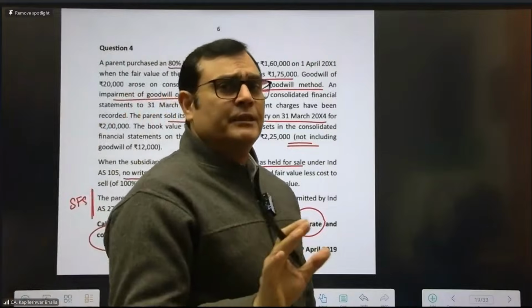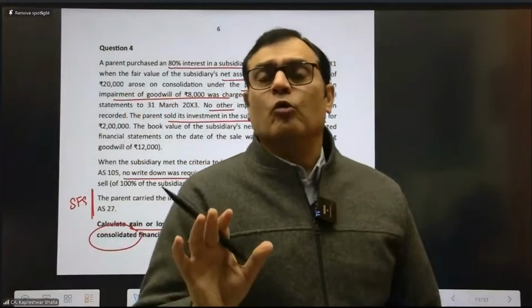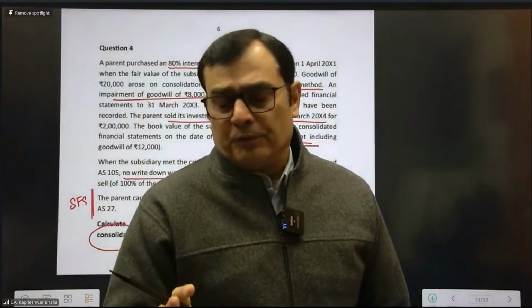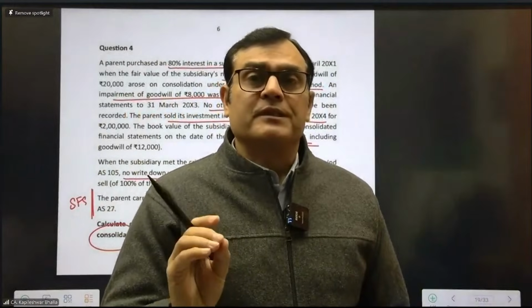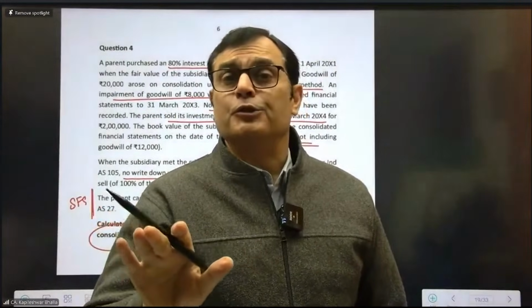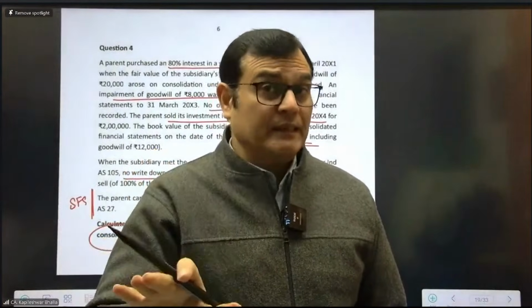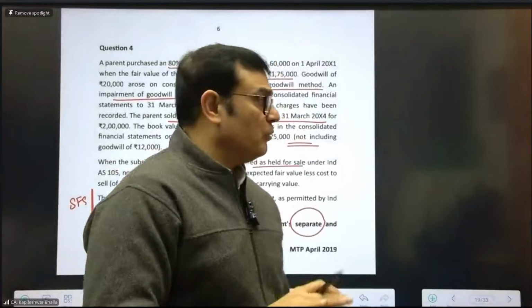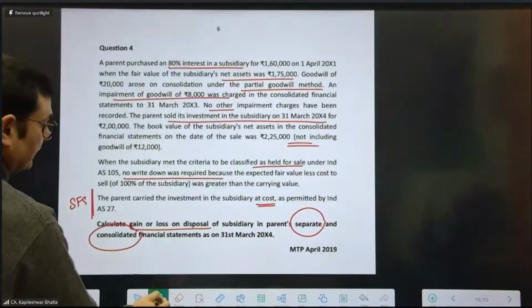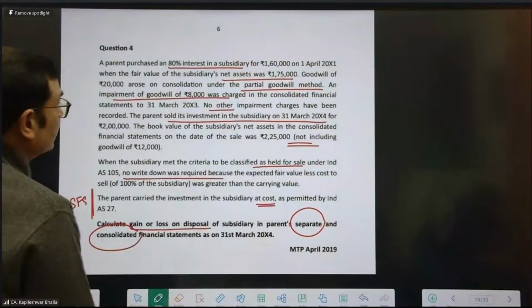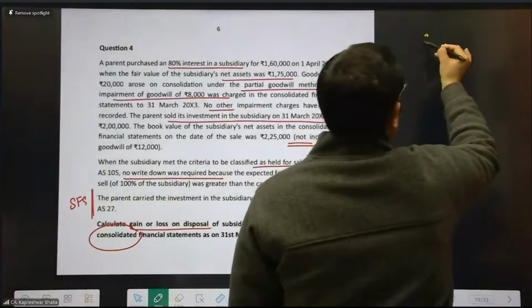As I said earlier, the entries which I'm giving you are all the entries from the consolidation point of view. The entry for the separate financials is done in the usual manner itself. But we'll see in this case the entries both for consolidated and separate. So let's first look at the consolidated financial statements.